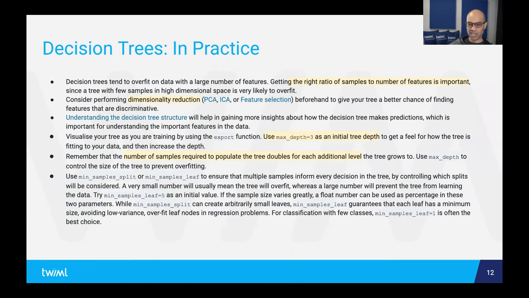Along those lines, it can be helpful to reduce the dimensionality of your data before trying to fit a decision tree, so that you don't overfit and you give the model a better chance of finding signal in the features. It suggests starting with simple trees, like with a max tree depth of 3, to just get a feel for how the trees are working, and then incrementally increase depth from there.